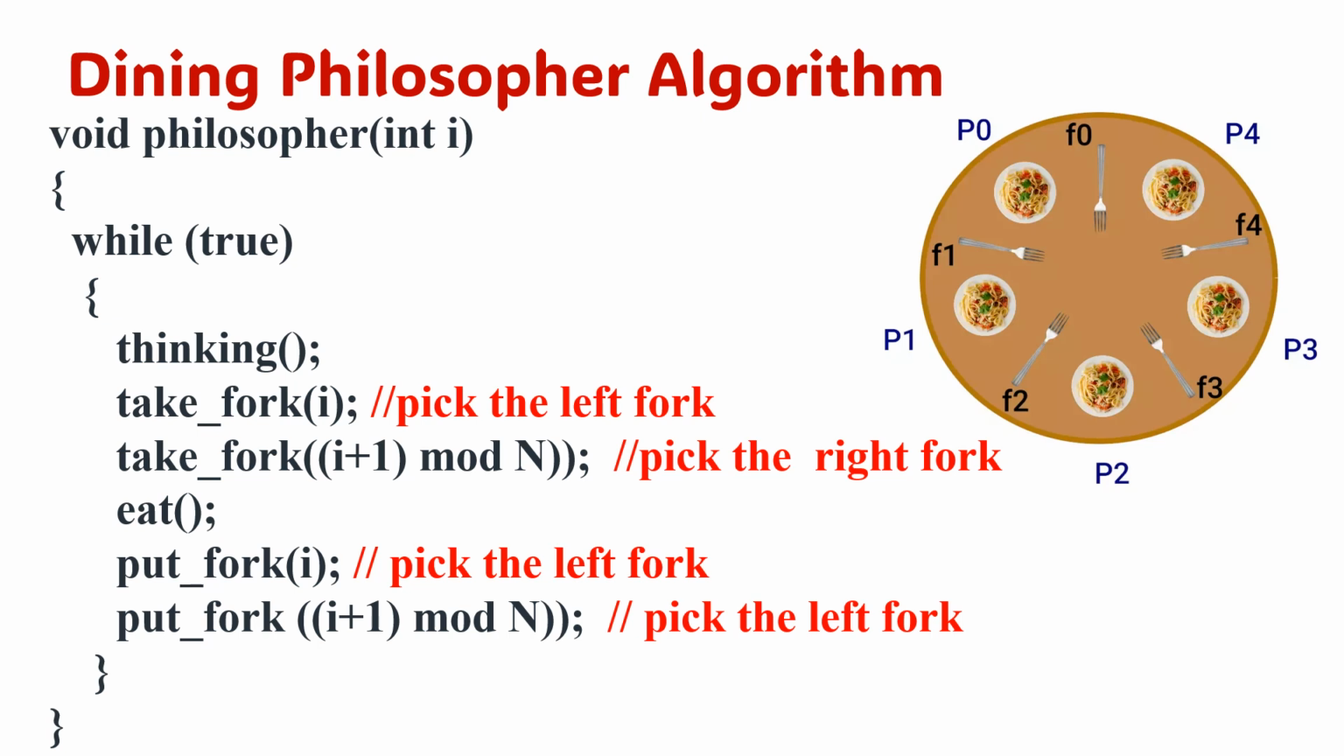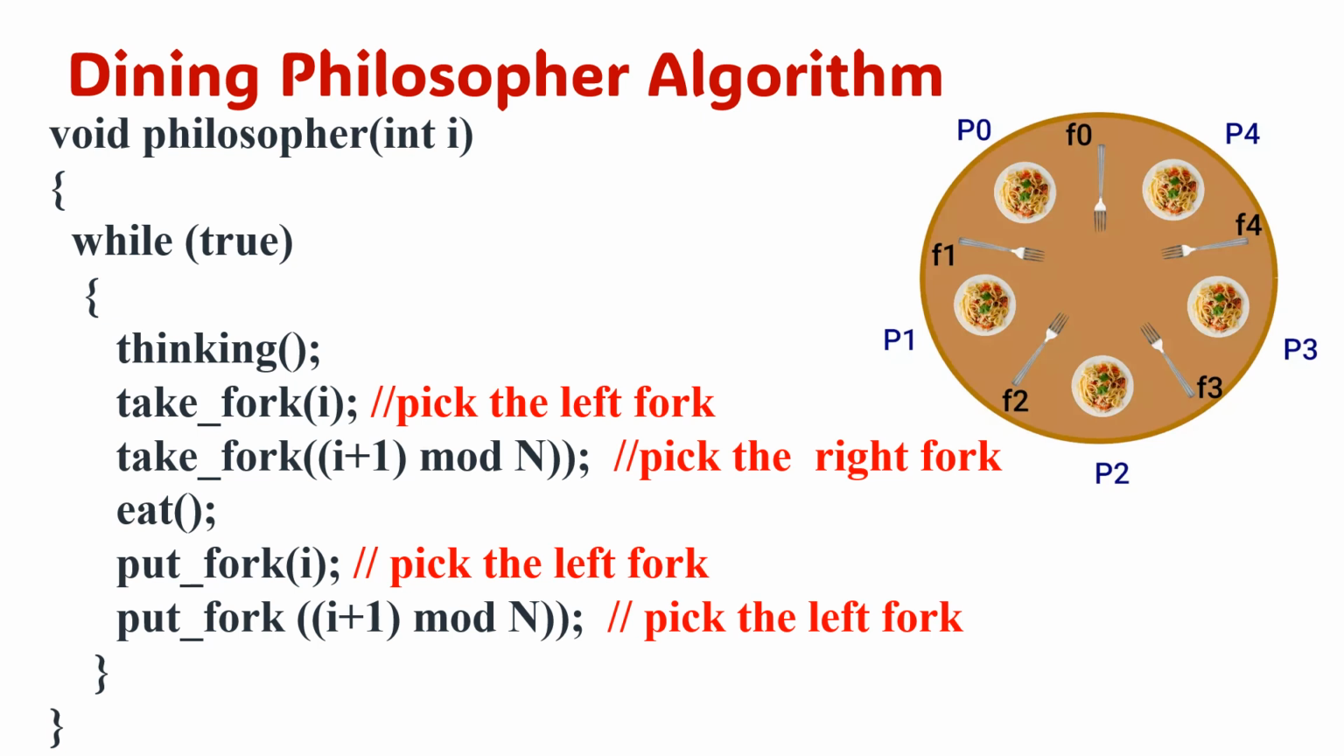Okay, so suppose philosopher P0 comes. You can see in the diagram P0 philosopher is having two forks, respectively F0 and F1. So when P0 comes, he has to pick up the F0 fork first and then the F1 fork. So take fork i. i is nothing but the index of the philosopher. So the philosopher index is P0 here, so automatically the i value becomes 0.